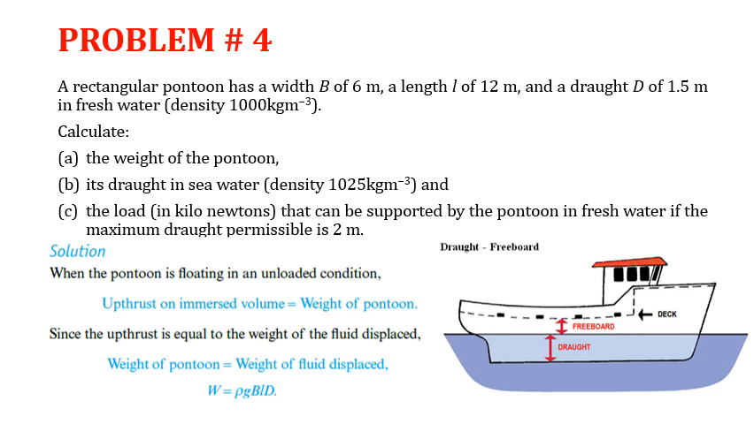So a rectangular pontoon, you can say it is a wooden plank having width 6 meter and a length 12 meter, and its thickness or the depth is submerged, and as it is floating, the part of that pontoon which is inside the water, its thickness is 1.5 meter, which is called draft. Now calculate the weight of the pontoon. The second part is its draft in seawater having density 1025 kg per meter cube, and the load in kilonewton that can be supported by the pontoon in fresh water if the maximum draft permissible is 2 meter.